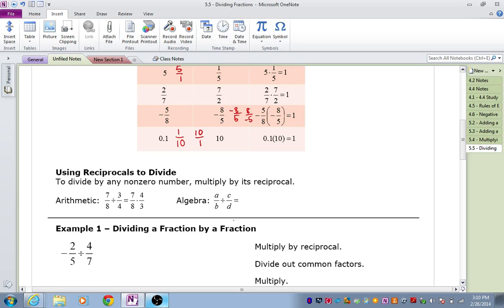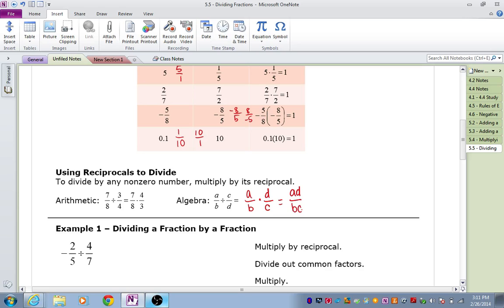So over here, if we do it with algebra, our first fraction stays the same, a over b. Our division changes to multiplication, and then we take the reciprocal of our second fraction. So c over d, we're going to flip them. We get d over c, and if we wanted to keep going on that one, now we just multiply across. AD over BC.